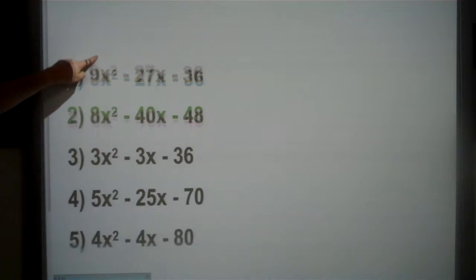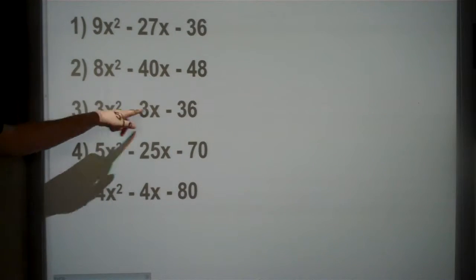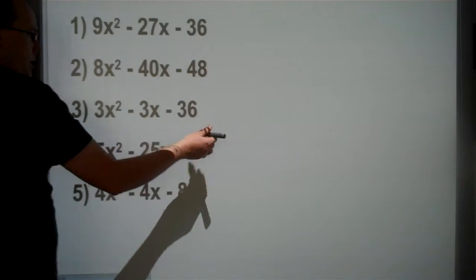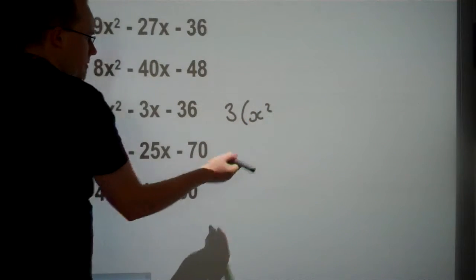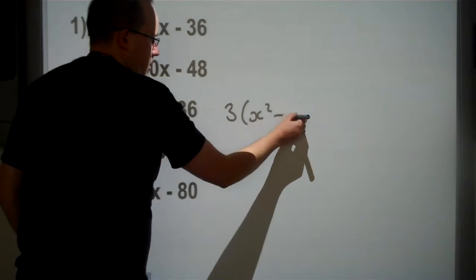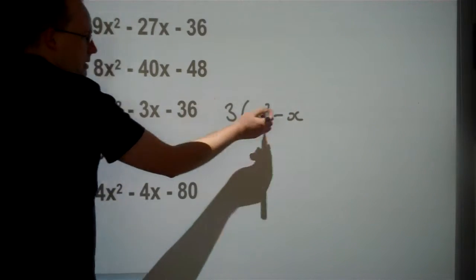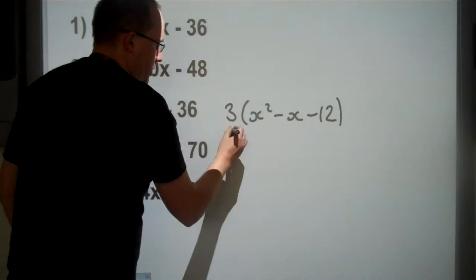For the third section, I'll do the middle one again. 3, 3 and 36, well I notice that's 3 as a factor. 3x squared divided by 3 is x squared. 3x divided by 3 is x. And 36 divided by 3 is 12.